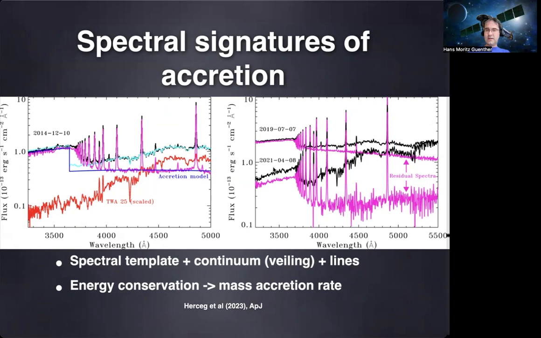It changes over time. Here's the same star observed at two different times. Taking out the residual spectra here, the black is the data. The purple is the underlying star, without the accretion, taken out. And so the purple should be just the accretion. You see the step here and you see these emission lines.